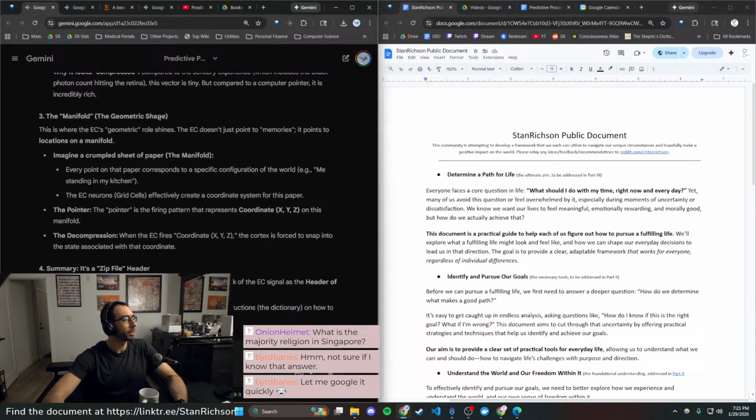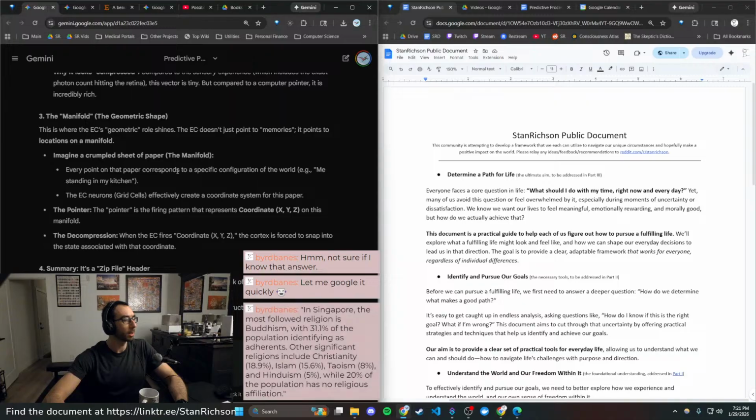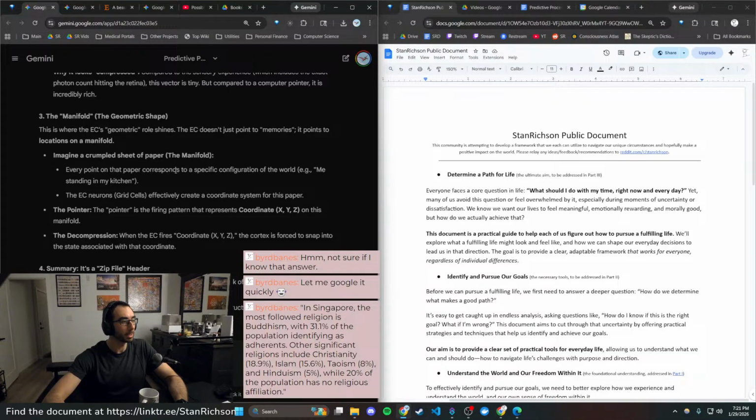The manifold, the shape of this, the entorhinal cortex is rolled. It doesn't just point to memories, it points to locations on a manifold. Imagine a crumpled piece of paper. Every point on the paper corresponds to a specific configuration of the world. The entorhinal cortex neurons effectively create a coordinate system for this paper.